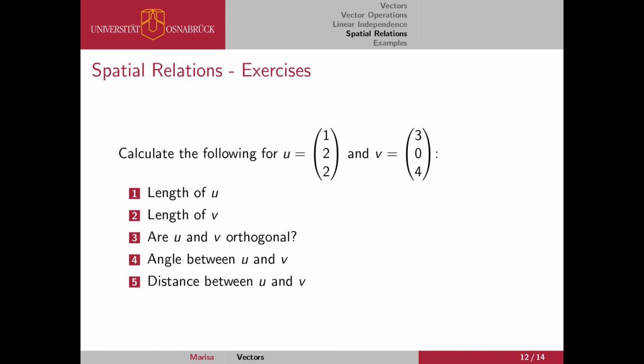To recap the rules you've just learned, I have some exercises prepared for you. And here you have given the two vectors u, which is 1, 2, 2, and the vector v, which is 3, 0, 4. And your task is now to calculate the length of both vectors, to find out whether they are orthogonal, and to calculate the angle between them and the distance between the two vectors. And I would highly recommend that you solve the exercises on your own and pause the video now. But on the next slide, we will also go through the solutions together step by step. So don't worry if you don't feel that comfortable with the calculations yet.